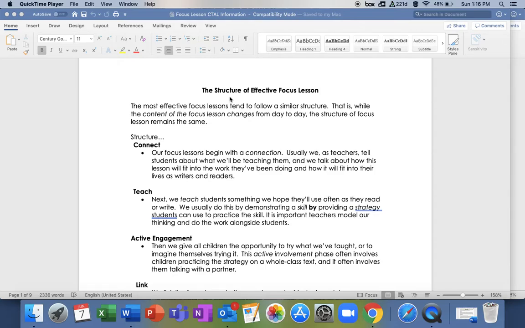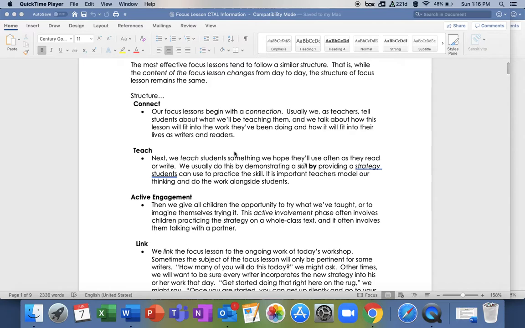First, connect is when the teacher connects the previous day's learning to remind students of what they had talked about the day before. It also is a time to let students know that the work ahead of them will fit into the lives of both readers and writers.